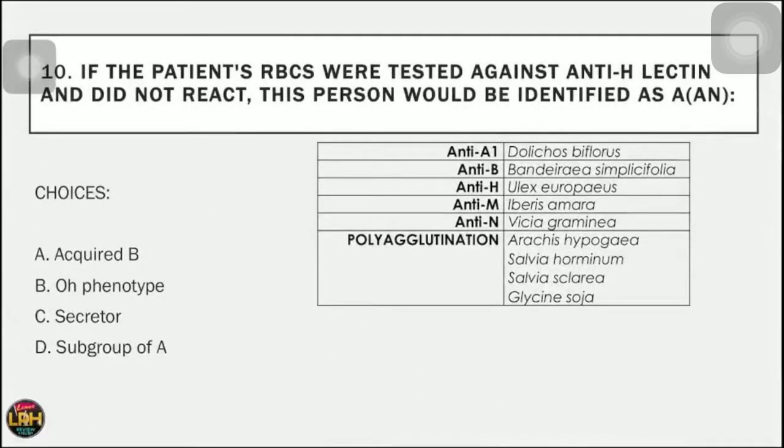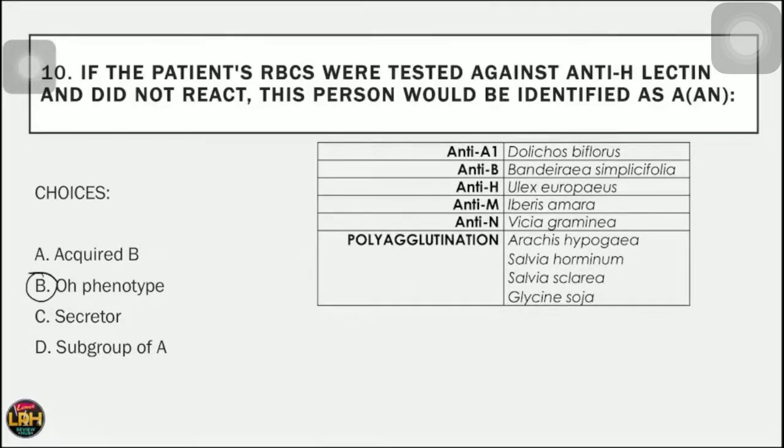So for number 10, if the patient's red blood cells were tested against anti-H lectin and did not react, this person would be identified as choices: A, acquired B, OH phenotype, C, secretor, D, subgroup of A. The negative reaction with anti-H lectin signifies the lack of H antigen on its red blood cell, and this is seen among individuals that are known to be OH phenotype.